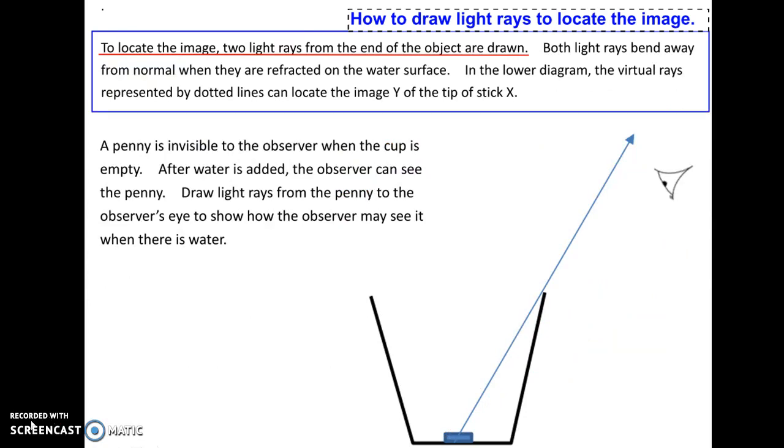So there is light ray that comes from the cone. We have to draw two light rays, and they refract on the water surface. And as I said, the angle they make with the normal is bigger in air than that in water. Next, we have to produce the light rays backward so as to find the image position.